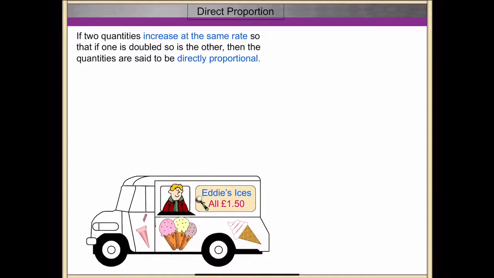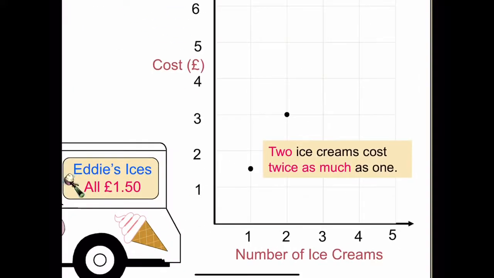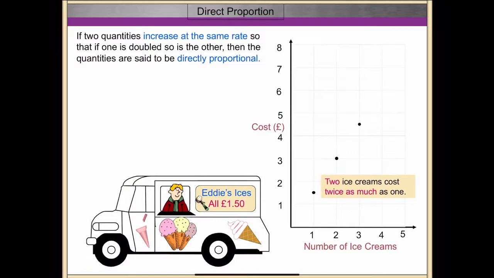So let's see, so Eddie's ice creams. So the cost of ice creams and the number of ice creams, obviously, they're directly proportional. As you can actually see, 2 ice creams cost twice as much as 1. 3 ice creams cost 3 times as much as 1, and so on. So this is a perfect direct proportion.